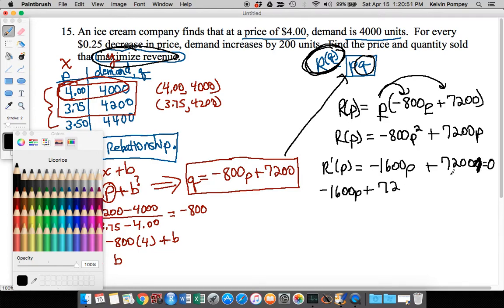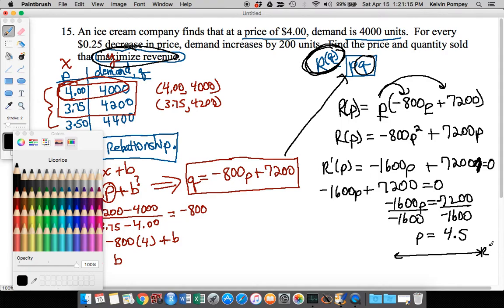It's not 1,000, it's 100. I subtract 7200 from both sides. Get negative 7200 on that side. Divide both sides by a negative 1600. And I'm going to get that P equals 4.5.